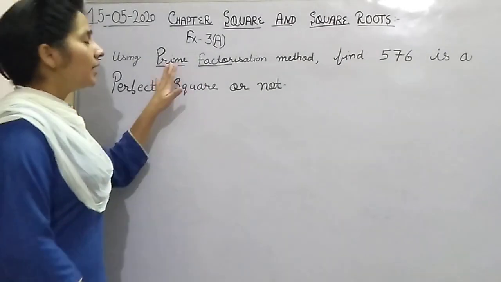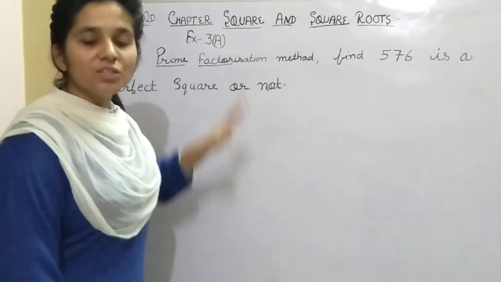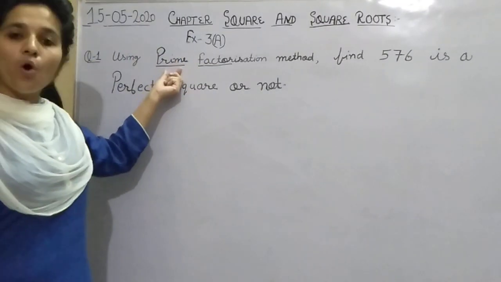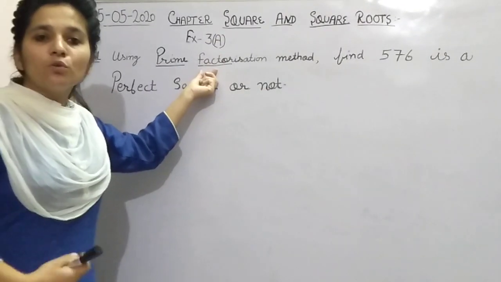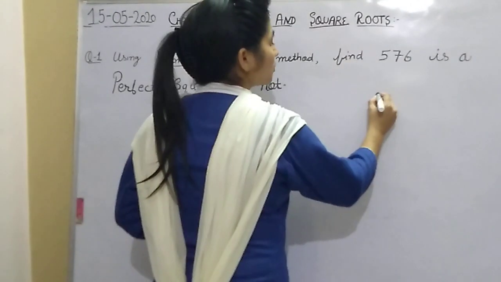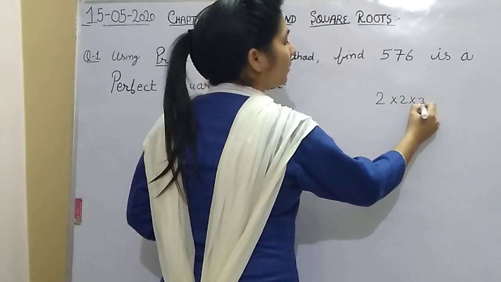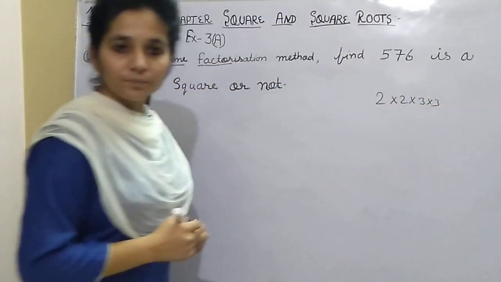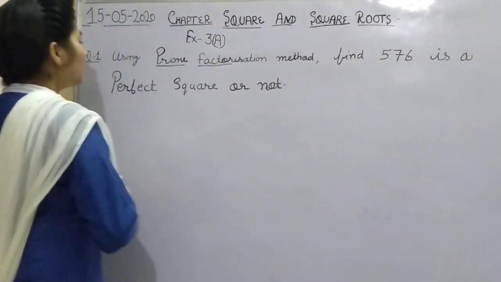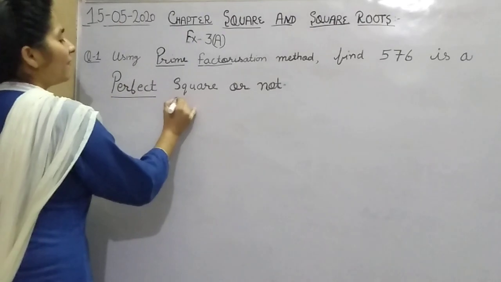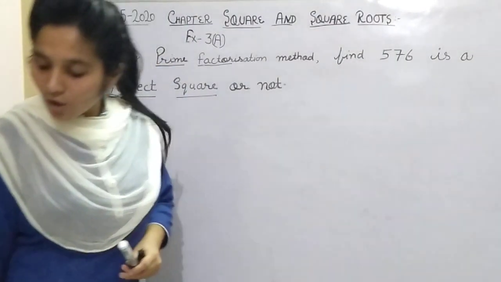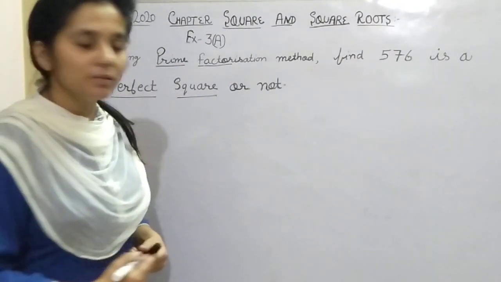There is one method, named the prime factorization method. It means that we have to write all prime factors in the form of a product, like 2 multiply 2 multiply 3 multiply 3. And the second thing is, there is one word, perfect square. What do you mean by a perfect square or a perfect square number?